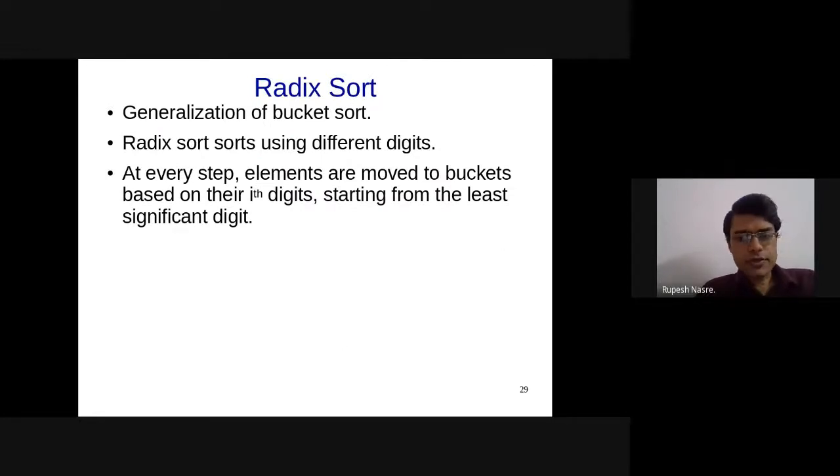So radix sort, I was saying, is also useful in multiple applications, and especially in parallel processing, this turns out to be a very useful sorting mechanism. Let's understand that a little bit.